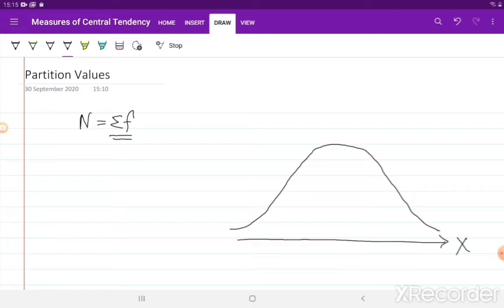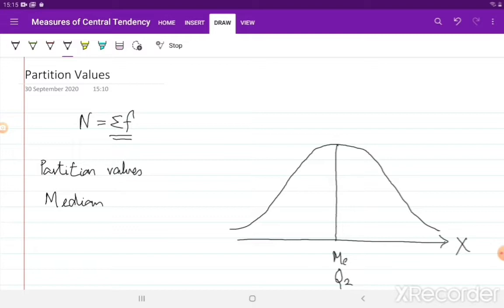Now this total area under the frequency curve can be divided into equal parts. The values which divide this frequency curve into equal parts are called partition values. One such partition value you have already learned as a measure of central tendency, which is your median. A median is a partition value that divides your entire distribution into two equal parts. What I call the median, I'm calling Q2 for the time being.